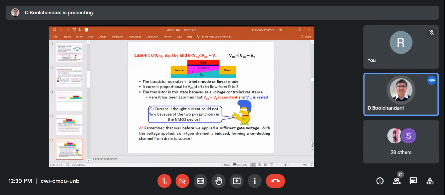Now there is a third case when your gate to source voltage is greater than the threshold voltage, but your drain to source voltage is less than VGS minus VT. What we say is the transistor operates in the triode mode or linear mode. A current proportional to VDS starts to flow from drain to source. The transistor in this state behaves as a voltage controlled resistance. We assume that VGS minus VT is constant and VDS is being varied.